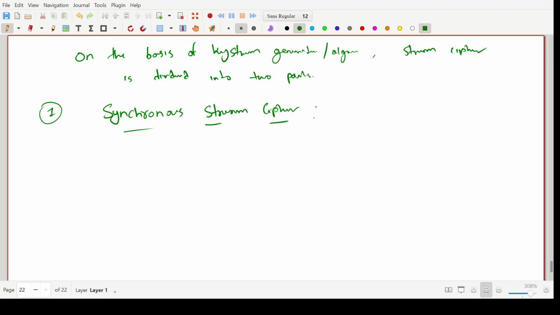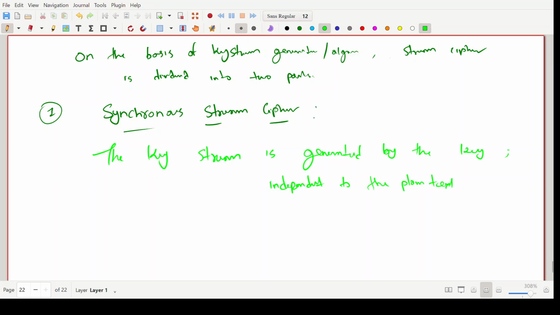So in this stream cipher, the key stream is generated by the key only. That means I'm not going to use something else, I'm not going to use my plain text here. That's why it will be just by using my key, independent of the plain text. That means before starting with our encryption and decryption, I can generate my key stream just by using a key. I'll be having a key, I can generate a key stream, and then while encrypting, I can use it.